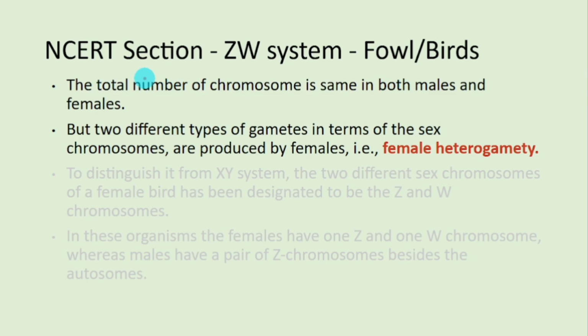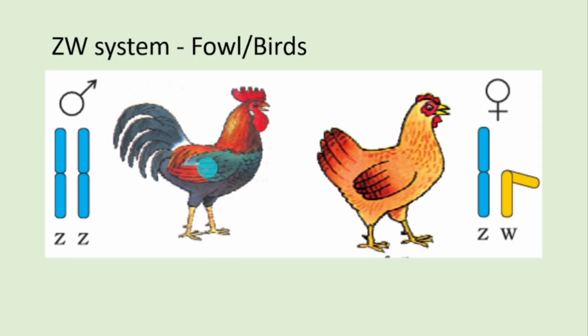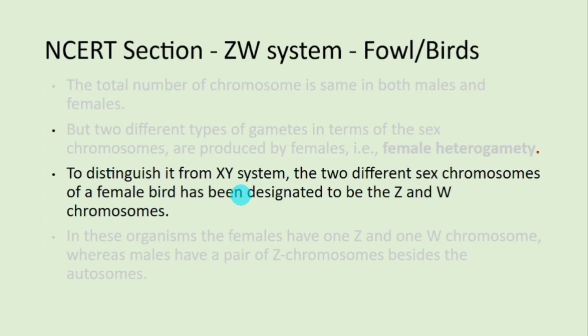There we use XY or XO, here we use ZW. So the moment you see this, this should flash in your mind: female heterogamety. See, male will show homogamety, females will show heterogamety. So see, this point is mentioned in NCERT.